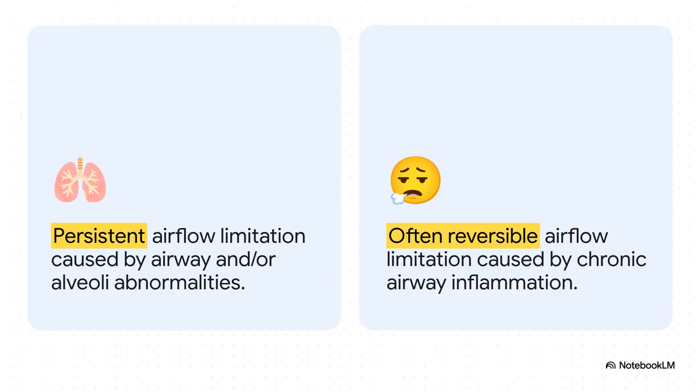Okay, let's clear up the biggest point of confusion right out of the gate. COPD versus asthma. What is the difference? It all comes down to one word: reversibility. With asthma, that airflow limitation is often reversible, right? It can get better on its own or with treatment, but with COPD, as you see here, it's persistent. That is the fundamental physiologic difference we are looking for.